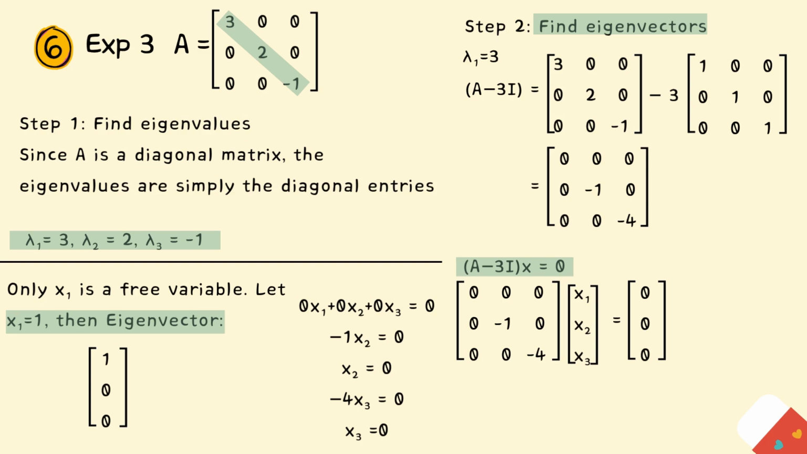Now, let's find the eigenvectors for the first lambda, which is 3. So we solve A minus 3 identity multiplied by x equal to 0. Subtract 3 from the diagonal and all other entries stay 0. For the first x, we let x1 equal to 1. And then we will get the second x is 0 and the third x is also 0. So the eigenvector is [1, 0, 0].